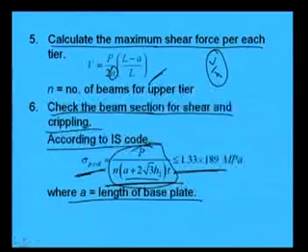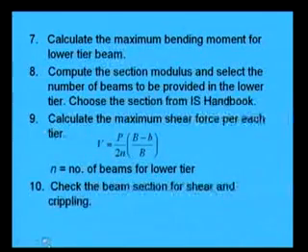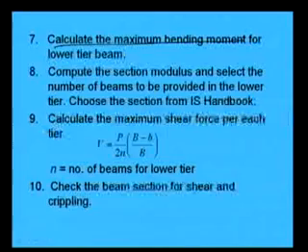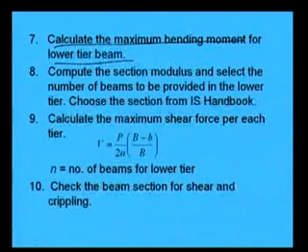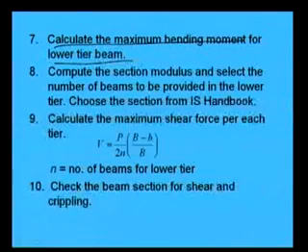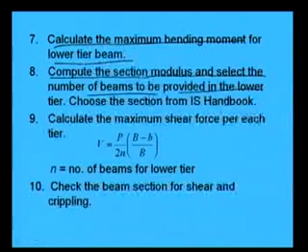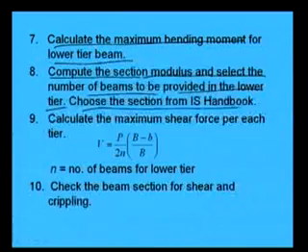Then what will we do? We will calculate maximum bending moment for lower tier in a similar way. Maximum bending moment for lower tier, that is P by 8 into B minus b by B, right. Then compute the section modulus and select the number of beams to be provided in the lower tier. Choose the section from IS handbook. So, in a similar way for lower tier also we will do.